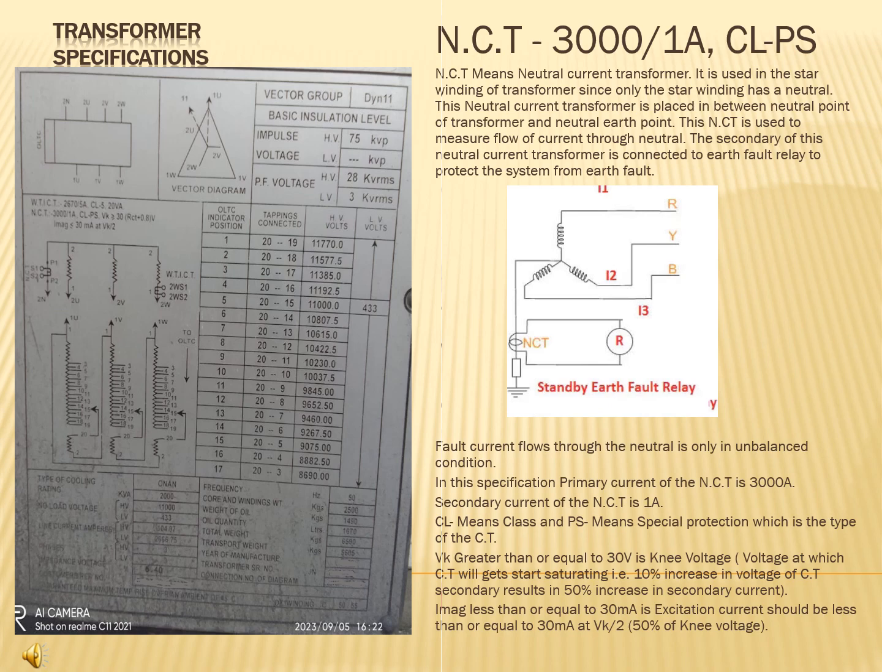In this specification, the neutral current transformer primary current is 3000 amps and the secondary current is 1 amp. The class is special, PS. PS means the special protection class, which is the type of the CT. And VK is the knee voltage, which is greater than or equal to 30 volts. And the magnetizing current is 30 milliamps at half of the knee voltage.